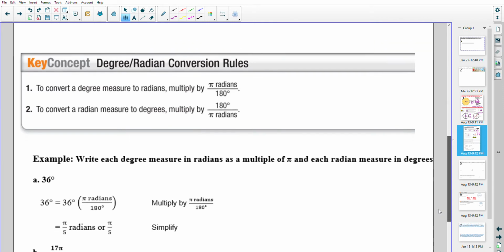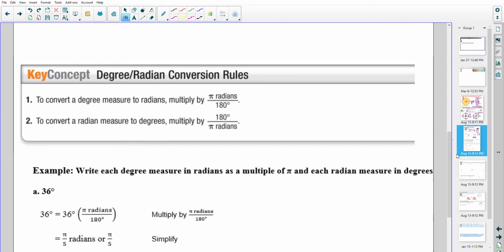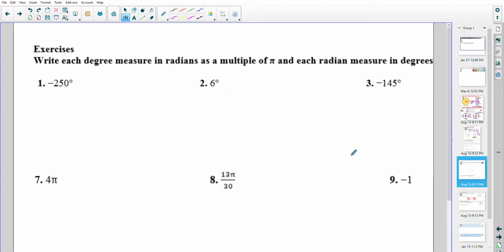So to do a couple problems, converting degrees to radians, you would multiply by pi over 180. Notice that the degrees cancel. And so to simplify this, it would be minus 25 times pi over 18. And you can't simplify that anymore. I took a 10 out of the top and the bottom. Negative 25 pi over 18 radians, no label.